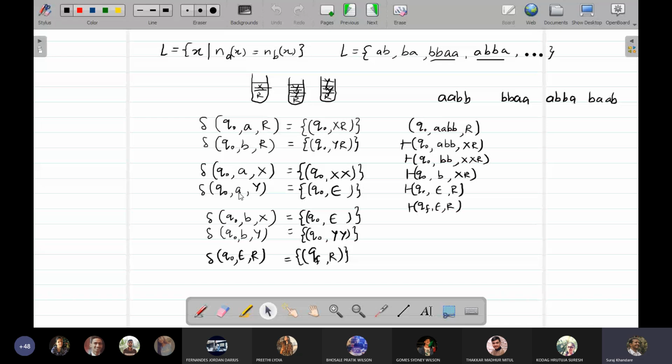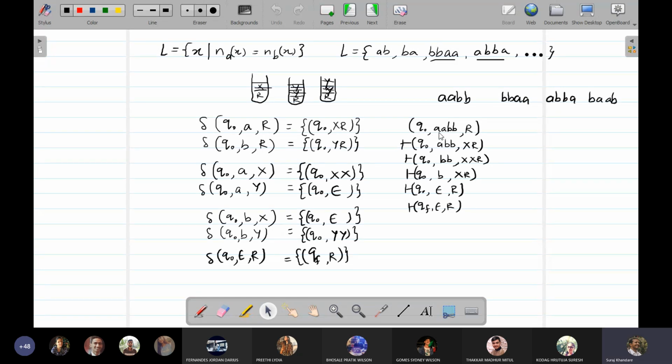In Q0, A comes in and stack top is Y, which means earlier B had come. So we need to pop that element. So we pop the stack top element. In Q0, B comes in, stack top is X, which indicates that earlier A had come. So we pop the stack top element. Q0, B comes in, stack top is Y. We stay in the same state Q0 and we push Y onto the stack. And then in Q0 input is ended, stack top is R. That means whatever variables you have pushed onto the stack, you have removed. So we go to the final state and R stays as it is.